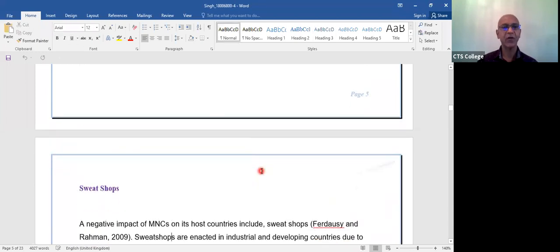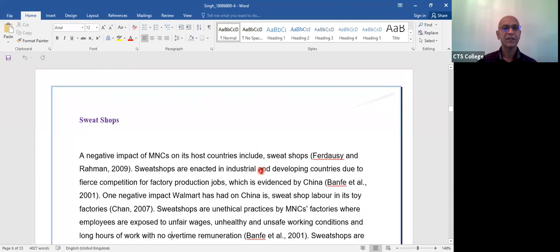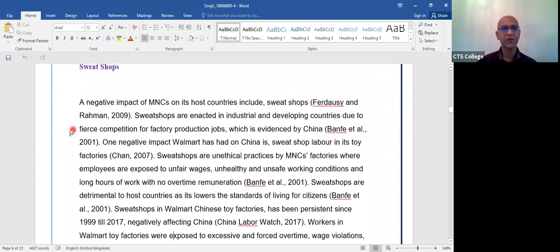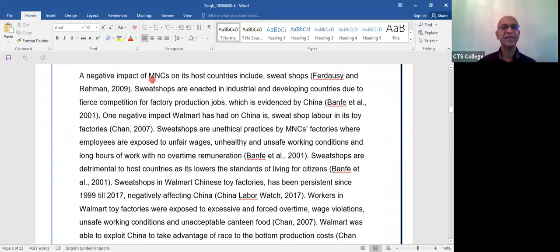Let's proceed with our second point, sweatshops. This is a negative point. It reads as follows. A negative impact of MNCs on its host countries includes sweatshops. Sweatshops are enacted in industrial and developing countries due to fierce competition for factory jobs. This is kind of old, the reference. Yes, it seems to be a journal article, but very old.